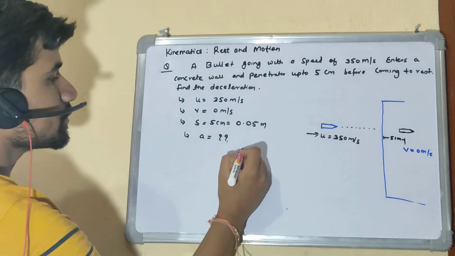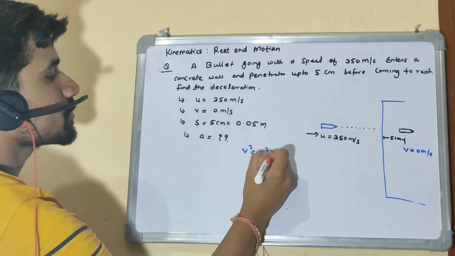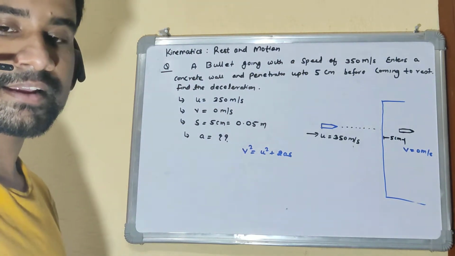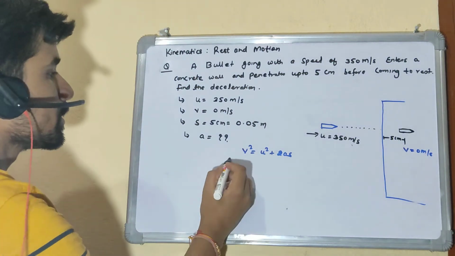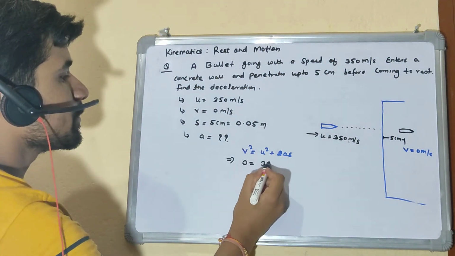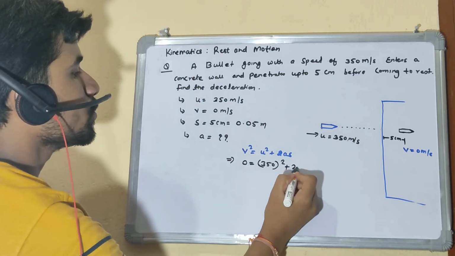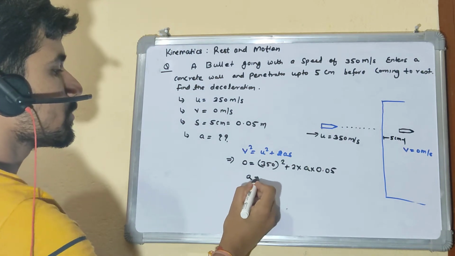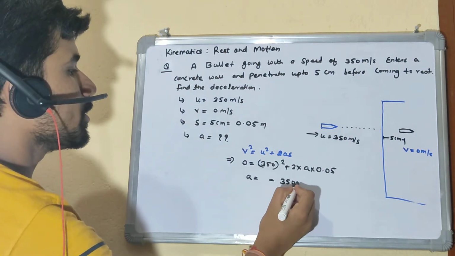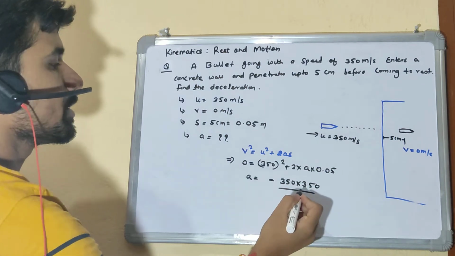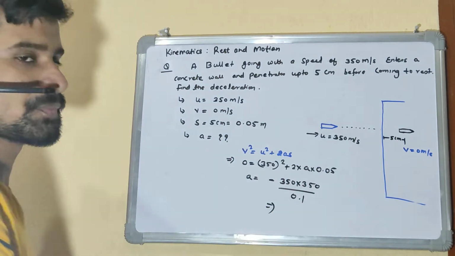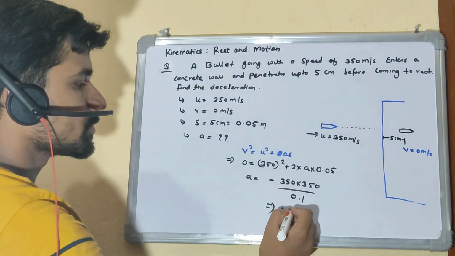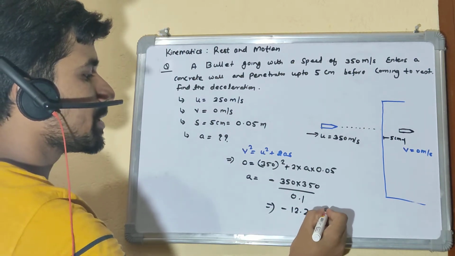So using all these variables, what formula comes to your mind? We know that the third equation can only help us, which is v square equal to u square plus 2as. We have all the values and we need to find a here, right? Let's put in the values and find a. So 0 equals 350 square plus 2 into a into 0.05, right? So a becomes minus 350 into 350 by 0.1. If you solve this, the value should be something like 12.2 into 10 to the power 5 meter per second square.